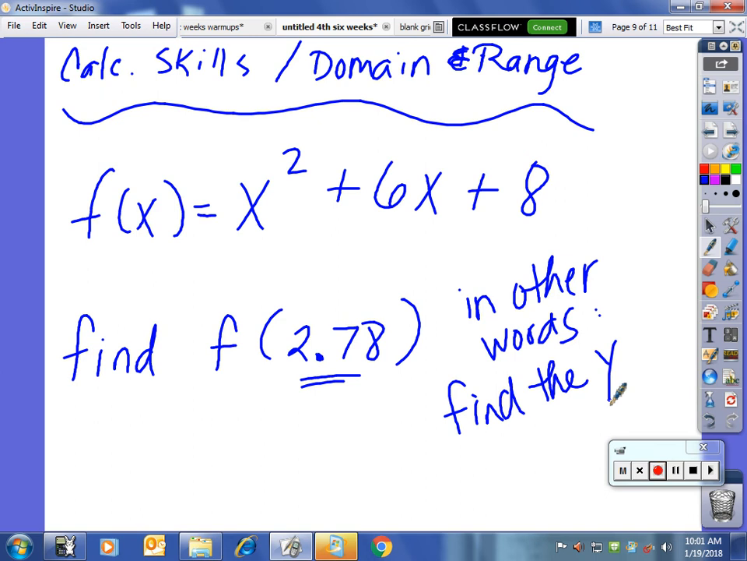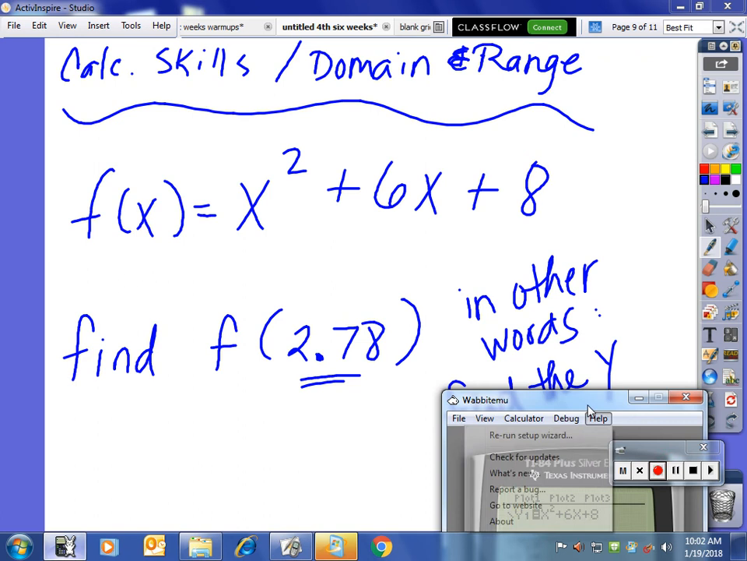Now, how could you do it? We do know a way to do this already, and I'm going to show you a different way. The table set. You can control the table if you are given an x, which that's what they're giving me. That makes your life easy. It's much easier when they give you an x and want a y. Those problems are so easy. You could go to the table set, tell it to start at 2.78, and look at the t-chart. There is another way to do it, and I want to show you.